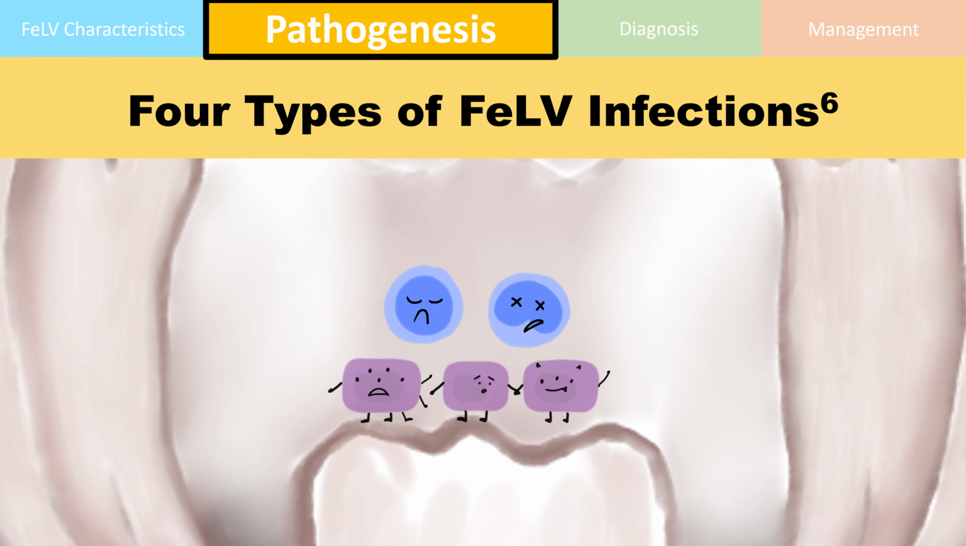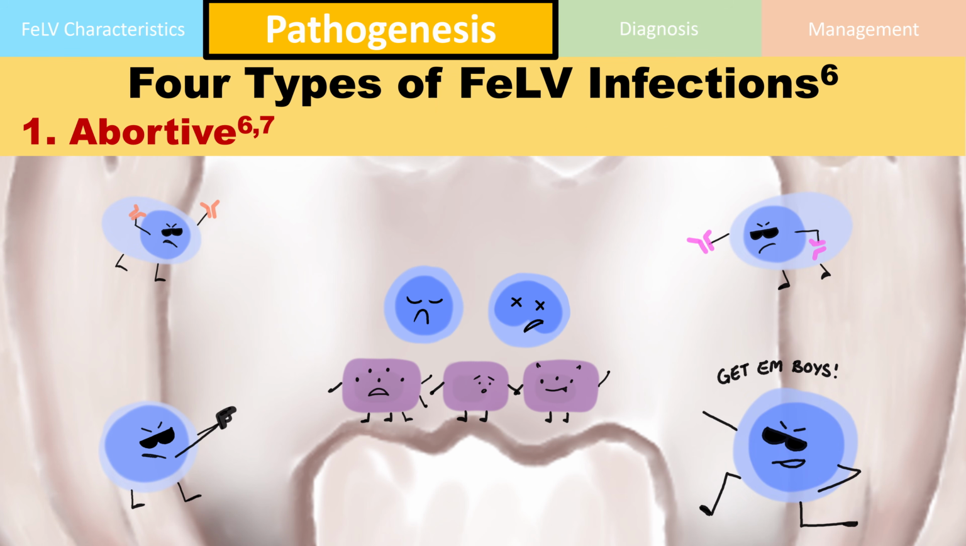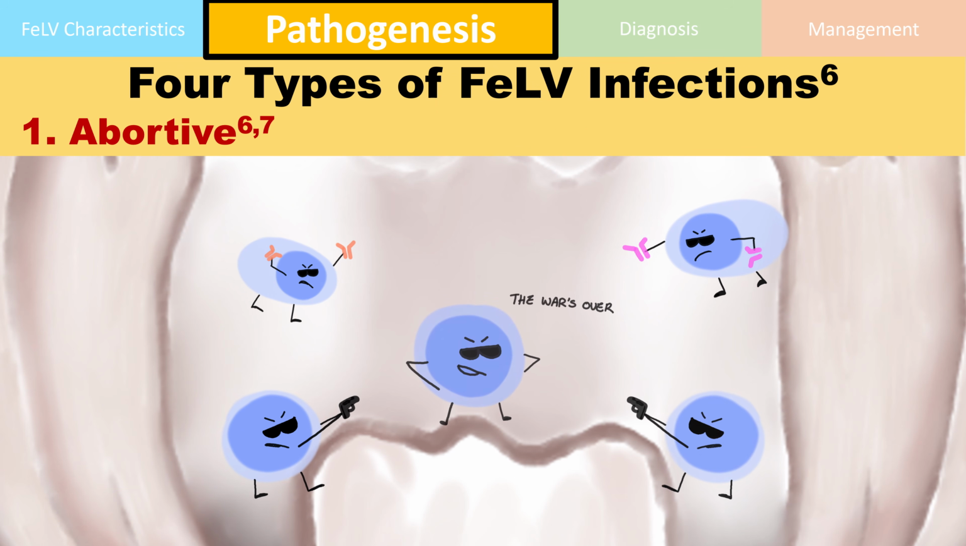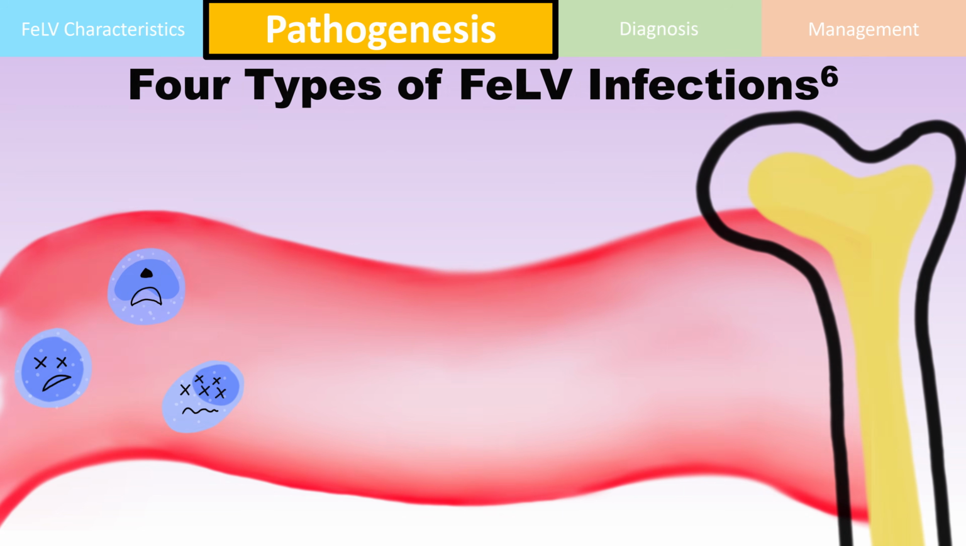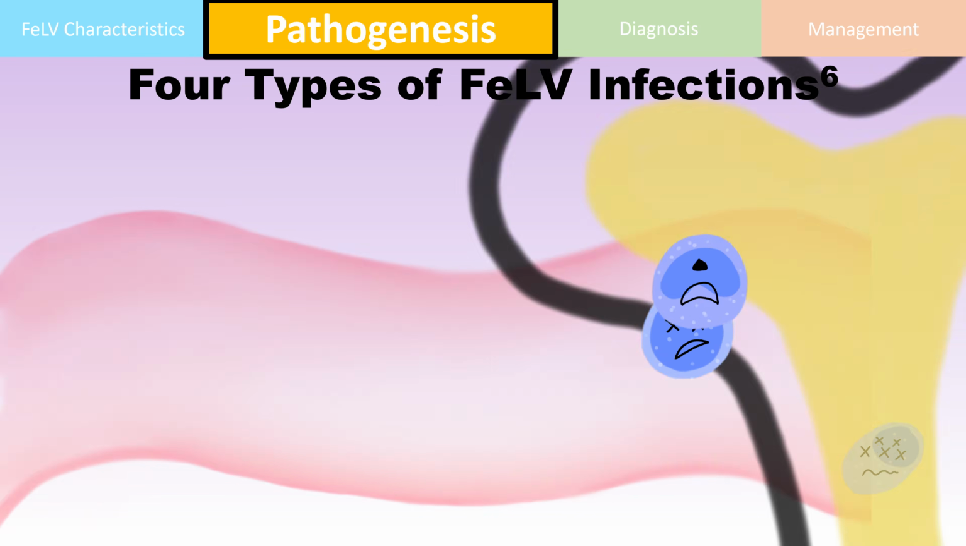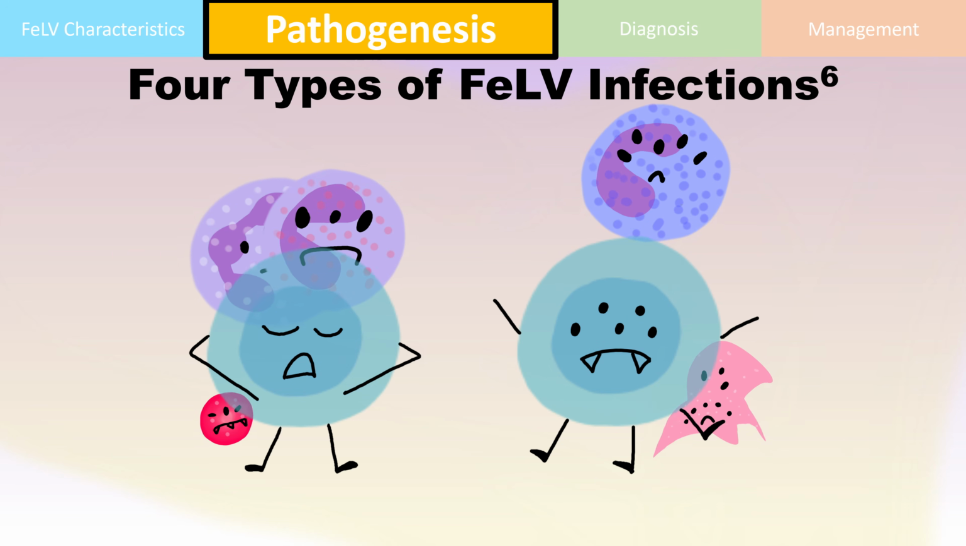FeLV can manifest differently depending on the host's immune response. An effective immune response can completely clear the virus or just enough to retain the infection to certain tissues without it spreading. If not controlled, bone marrow stem cells can become infected to create more compromised hematopoietic cells.